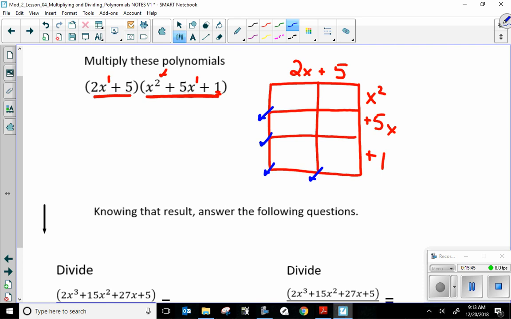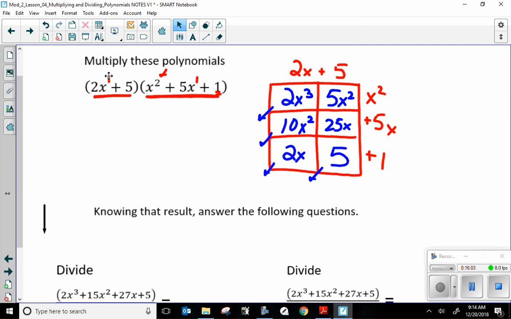Now, I'm just going to go ahead and multiply these. This gives me 2x cubed, 10x squared, and 2x. All right? Let me multiply the next one. 5x squared, 25x, and we'll call that 5 times 1, which is 5. And if I write everything out, I add all these up.